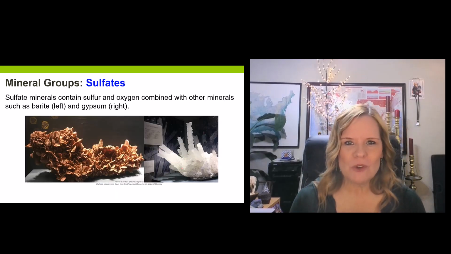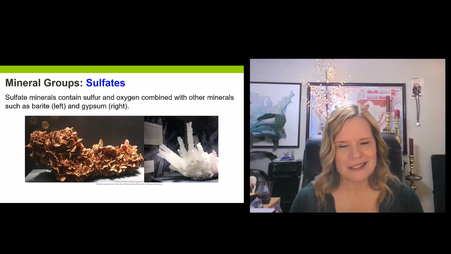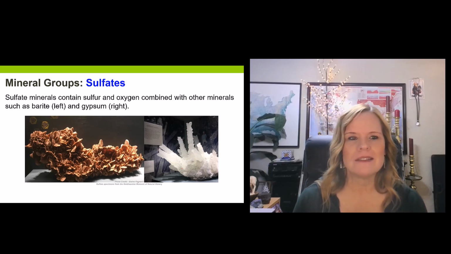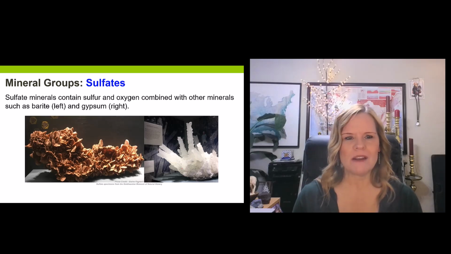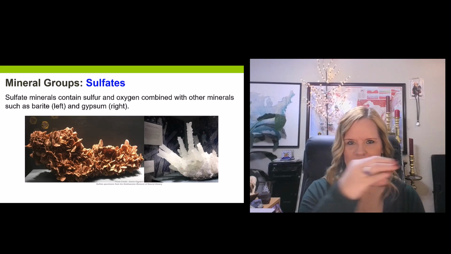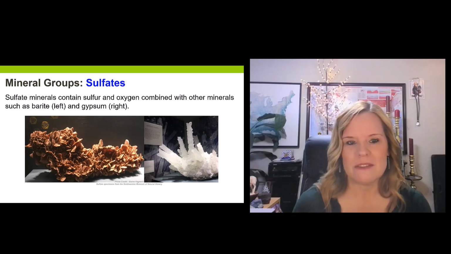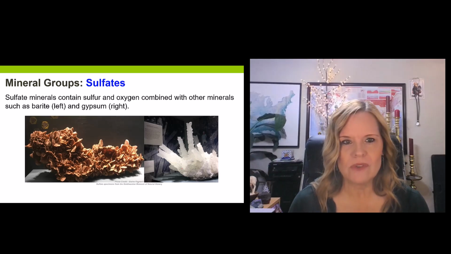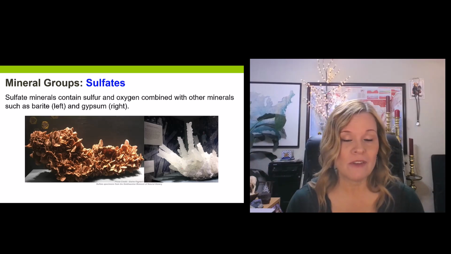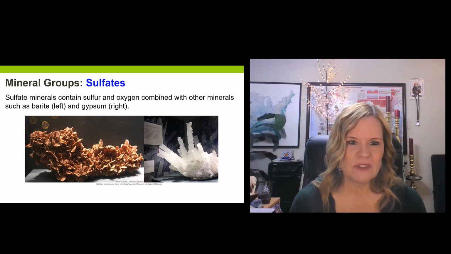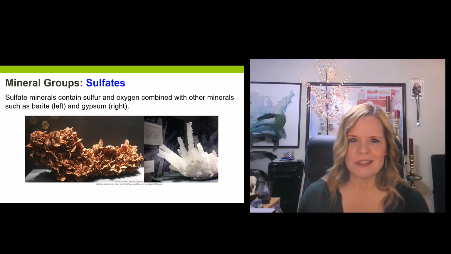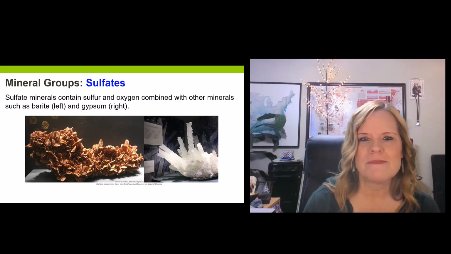Sulfates are another major group of minerals. These are ones that contain sulfur and oxygen compounds and may combine with other minerals such as barite on the left. These make really gorgeous-looking rose petals, and they're often referred to as desert roses, or they can make some even unusual-looking gypsum like you see on the right, that crystals. Not all gypsum makes beautiful crystals like this. Some are more platy, like I showed you one earlier for hardness.